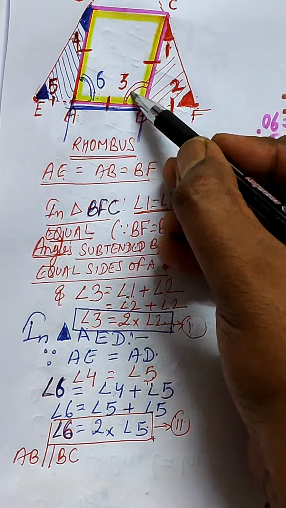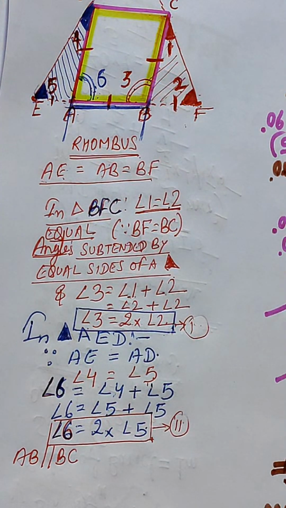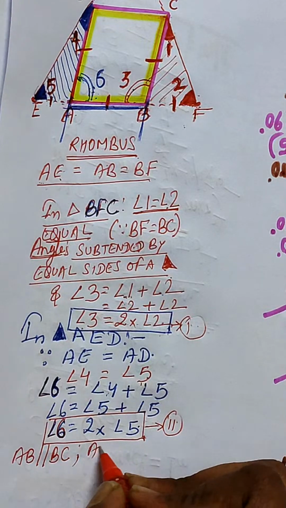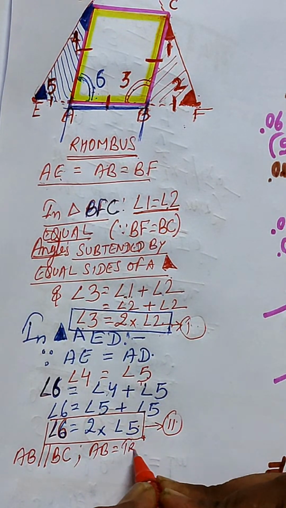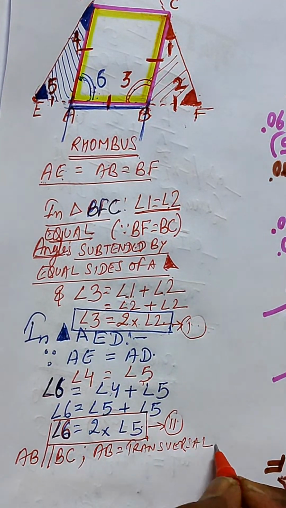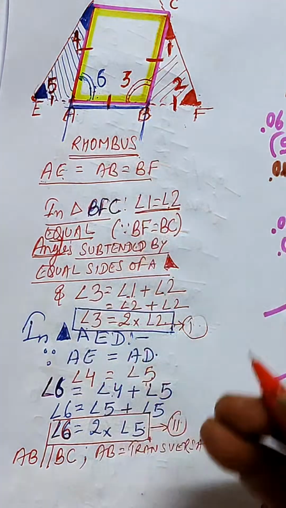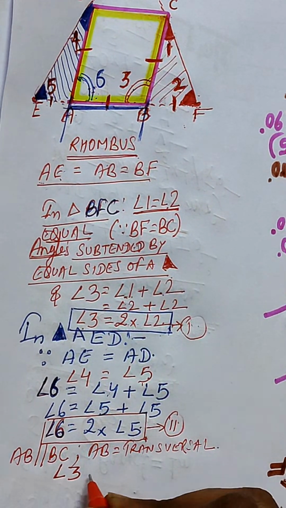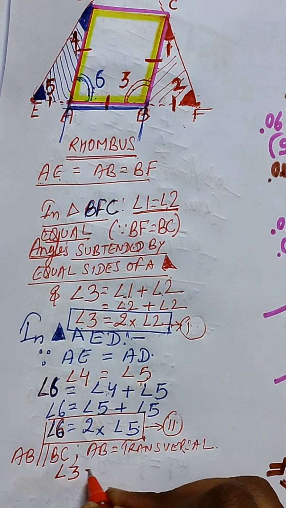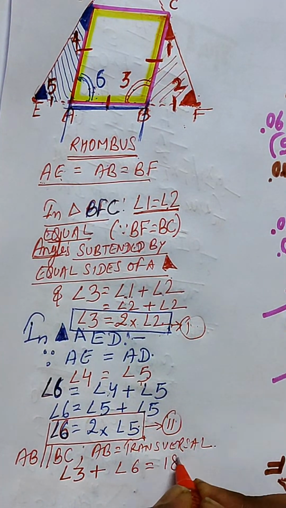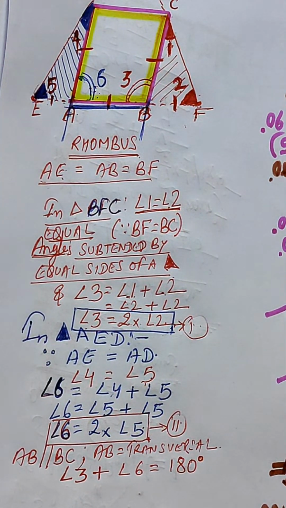Then we can say that angle 3 plus angle 6 is equal to 180 degrees. We can write, if AB is parallel to BC, then AB is the transversal, and angle 3 plus angle 6, that is the sum of interior opposite angles formed due to the transversal. Then angle 3 plus angle 6 will be equal to 180 degrees, isn't it?